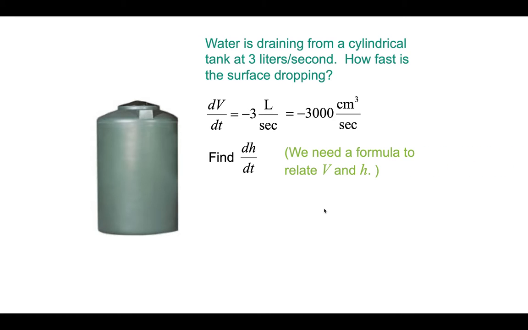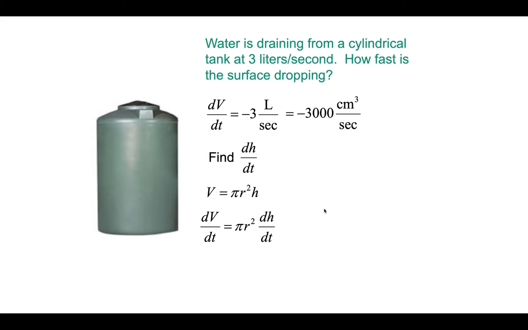So we need a formula to relate V and H. We need something that connects volume and height. Volume of a cylinder is equal to pi r squared H. So dV/dt is going to equal pi r squared, because that's just the coefficient there, times dH/dt.